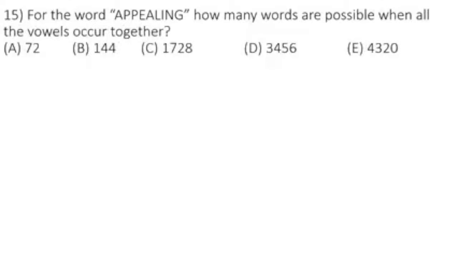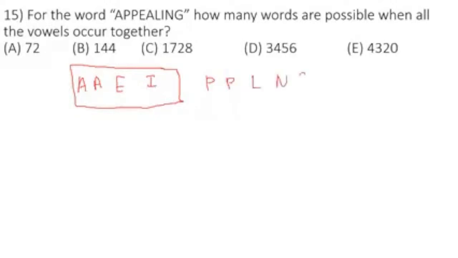Next question. For the word APPEALING, how many words are possible when all the vowels are together? When all the vowels are together, A, A are the vowels, and along with that we have E, I. So A, A, E, I. The remaining are P, P, and L, N, G.